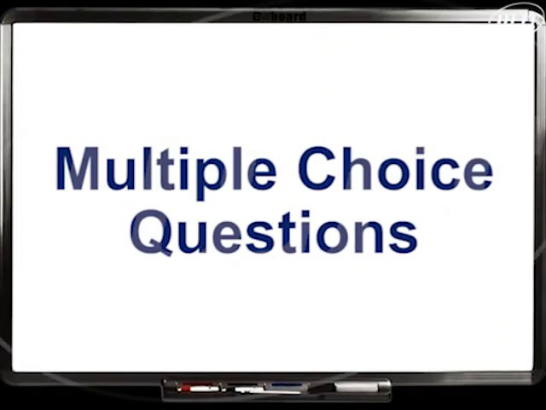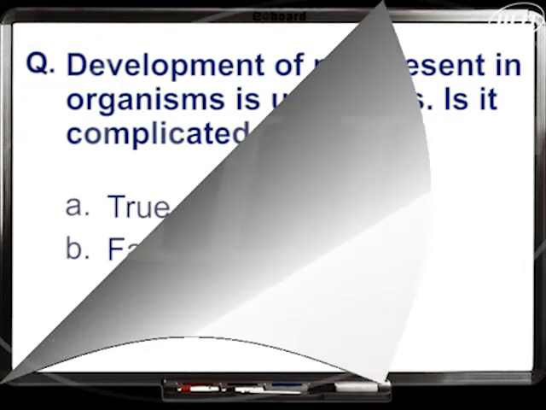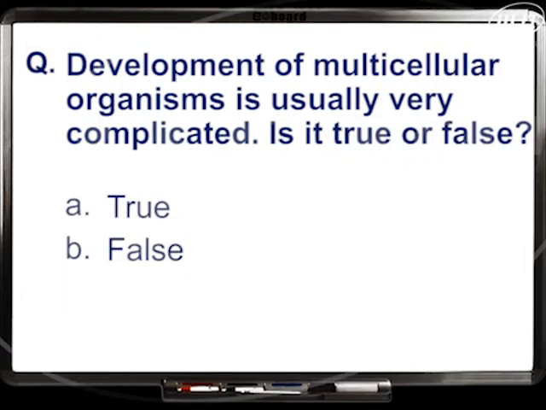Let us answer some questions to revise our learning about multicellular organisms. Millions of cells are present in multicellular organisms. Is it true or false? Yes, it is true. Development of multicellular organisms is usually very complicated. Is it true or false?